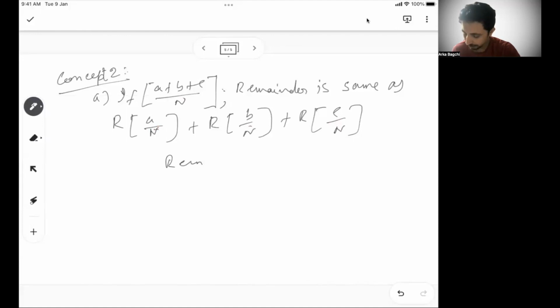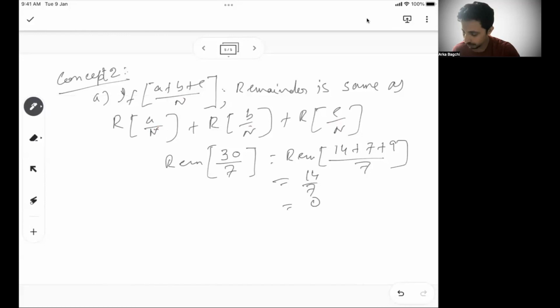So for example, if I want to say the remainder of, let's say, 30 divided by 7, for example, I'm taking. So I can write this as the remainder of 14 plus 7 plus 9 by 7. Okay. So 14 by 7, the remainder is 0. Then 7 by 7, the remainder is 0. 9 by 7, the remainder is 2. You do the same. The remainder of 30 by 7 is also 2.